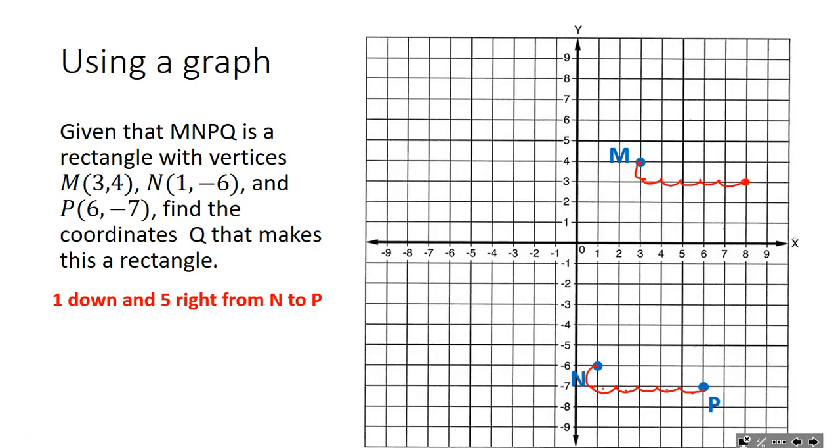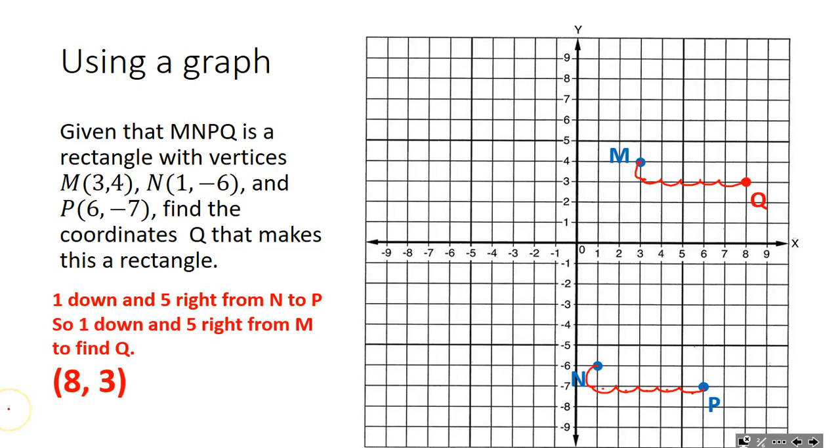And when I do that, I'm going to find out that it is at 8 to the right, and 1, 2, 3 up: (8, 3). So that's one way, by using a graph, which obviously means you have to have graph paper, and there will be a link on the test for you to have graph paper.